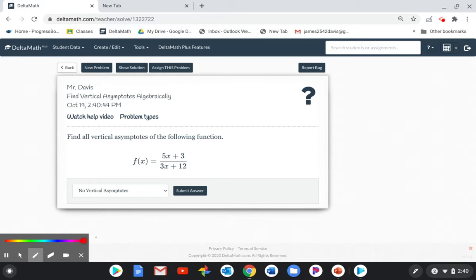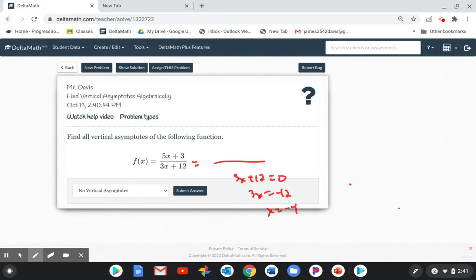So to do this, you want the zeros of the denominator that are not also zeros of the numerator. So we can start by just finding the zeros of the denominator. There's actually no factoring that needs to be done here. We just need to set this equal to 0 and solve it. And we get x is negative 4.